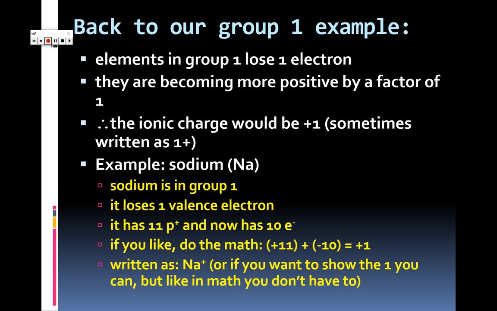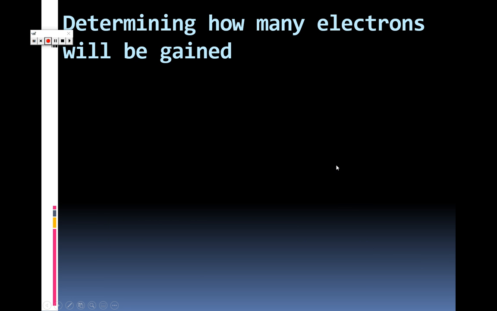Okay, so you can literally do the math. 11 positive charges plus 10 negative charges makes a charge of plus 1. That's where it comes from. Again, we don't usually write the 1, but you can choose to. It doesn't matter. I won't take marks off for that.